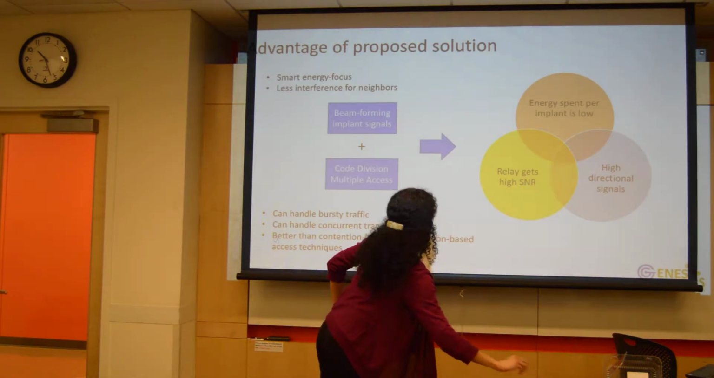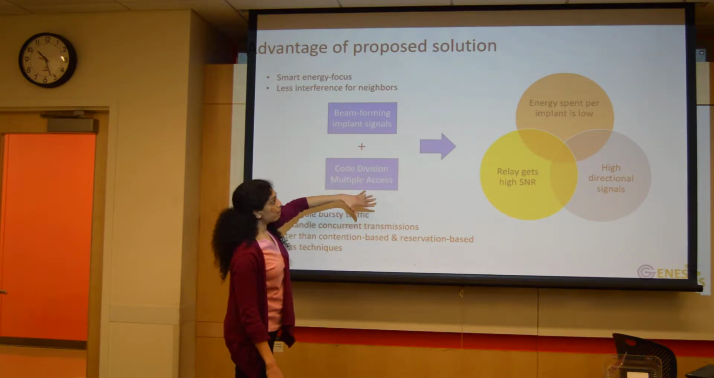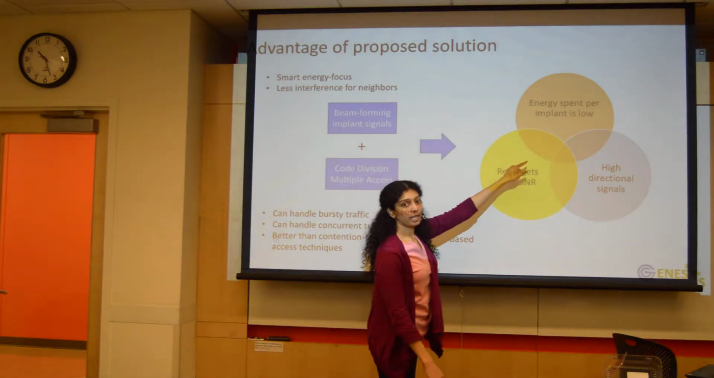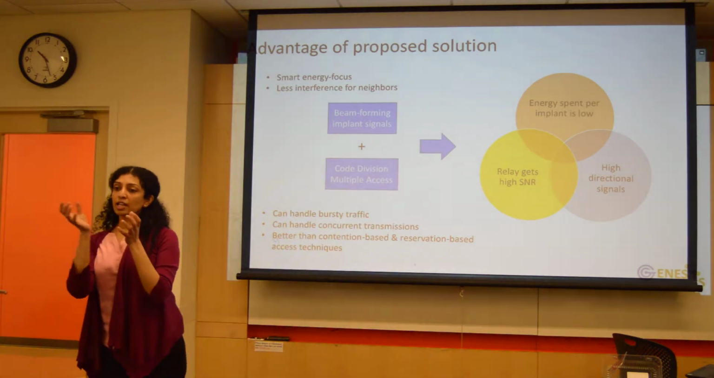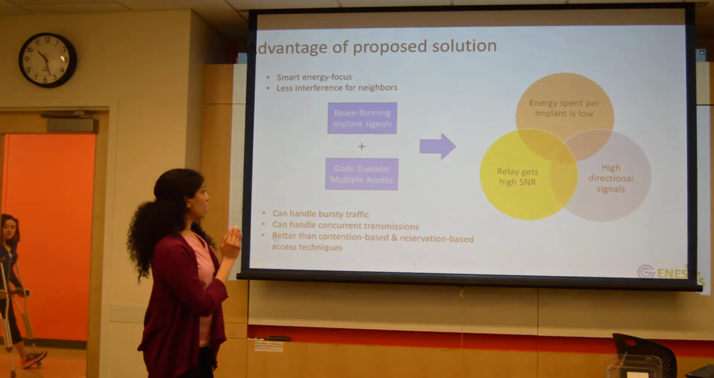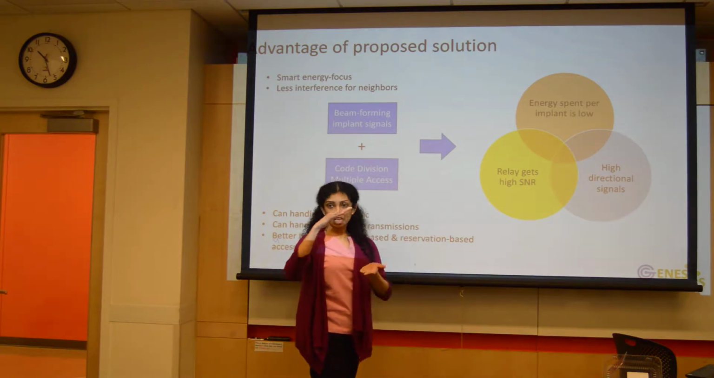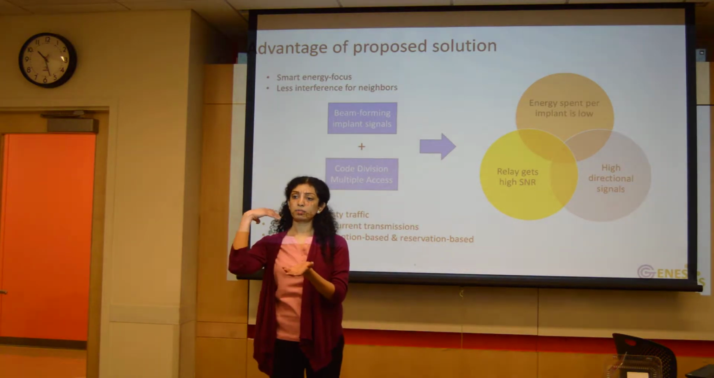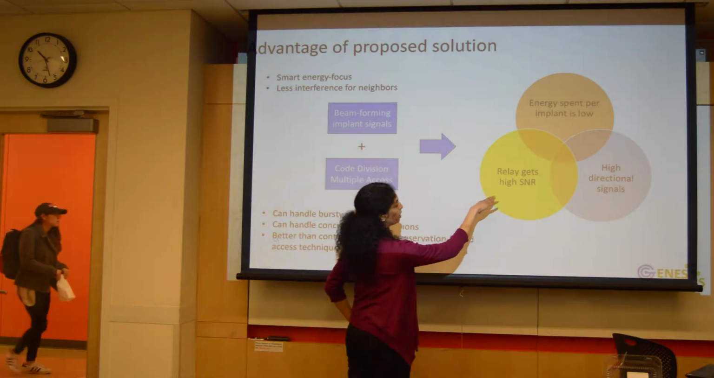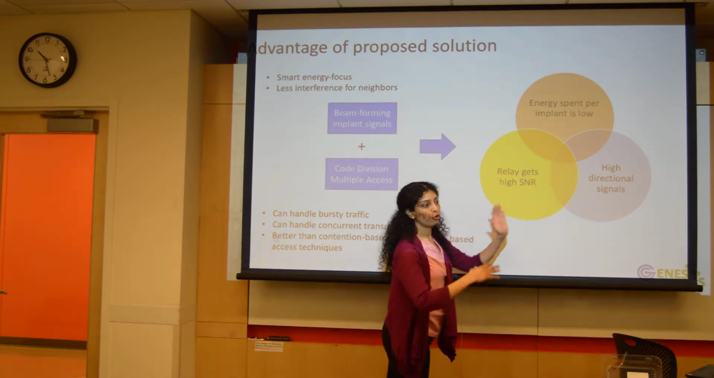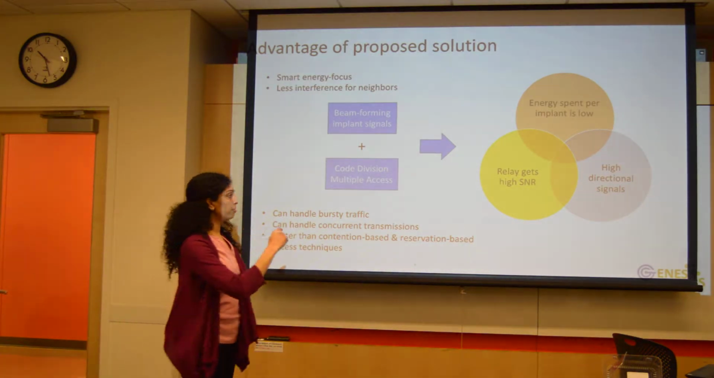So what is the advantage of this? When we have these two, the CDMA and beamforming techniques, combined, the energy spent per implant will be drastically reduced. As the number of elements increases, the energy consumed per implant will be very low, and also the relay gets a very high SNR. So you can reduce the transmit power even lower, because the high SNR at the relay is already available, so you get a low error rate. The power consumption can even be reduced, and these are directional signals when you form the beam. The more directional it is, the less the interference to the neighbors. So we have these advantages.